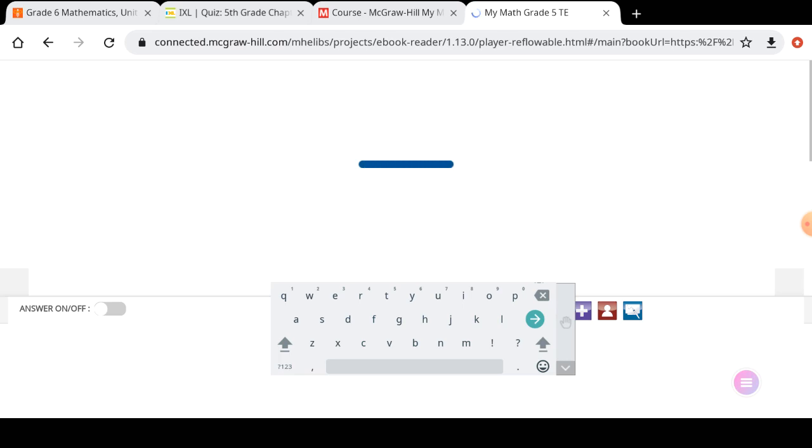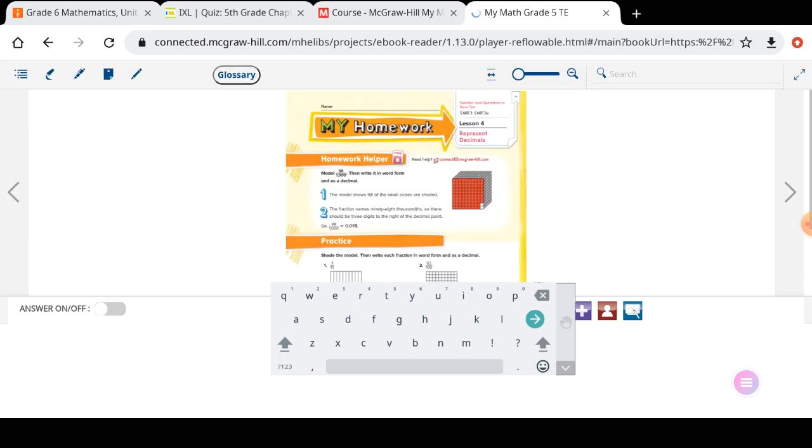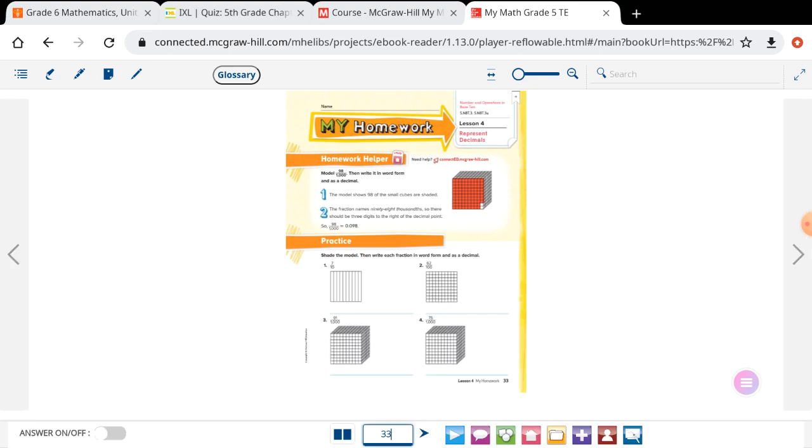On page 33, what do the directions tell us to do? Okay, so we will shade. We have a fraction. We're going to do the decimal and the word. Okay, so that is correct. We're not marking anything off of that page, so just circle 33. Then turn over to 34.